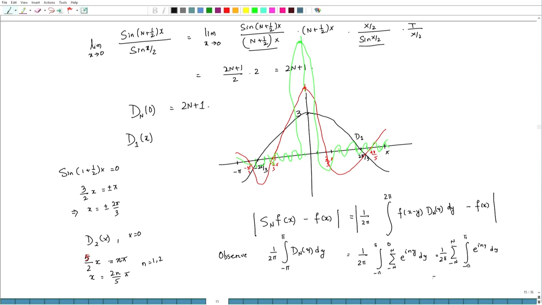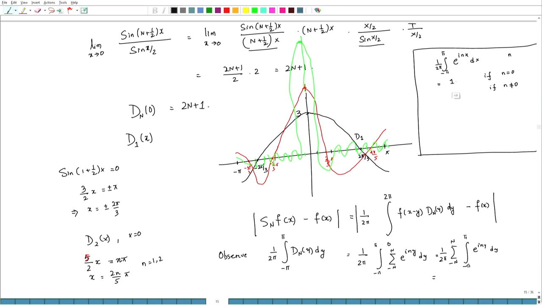Now, what we know, which is the fundamental observation for this course, is that the integral from minus pi to pi of e to the power i n x dx is equal to 2 pi if n is equal to 0. Now, if n is not equal to 0, then we get e to the power i n x by i n evaluated from minus pi to pi, and they are going to have the same value. This is a 2 pi periodic function at the end points. So this is going to be 0. This is a very, very important relationship, easy, but the fundamental concept of Fourier analysis.